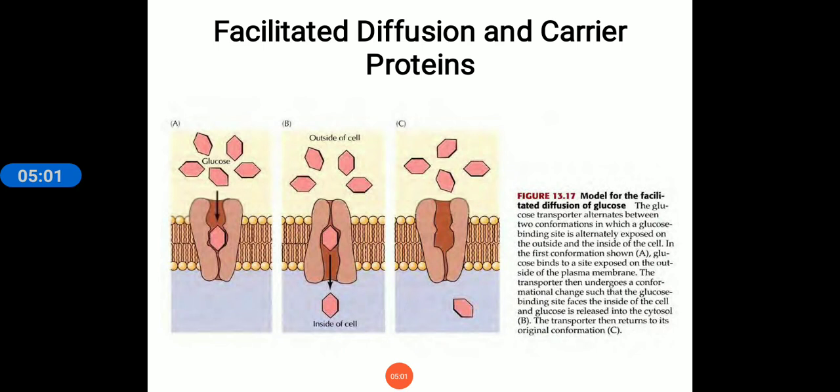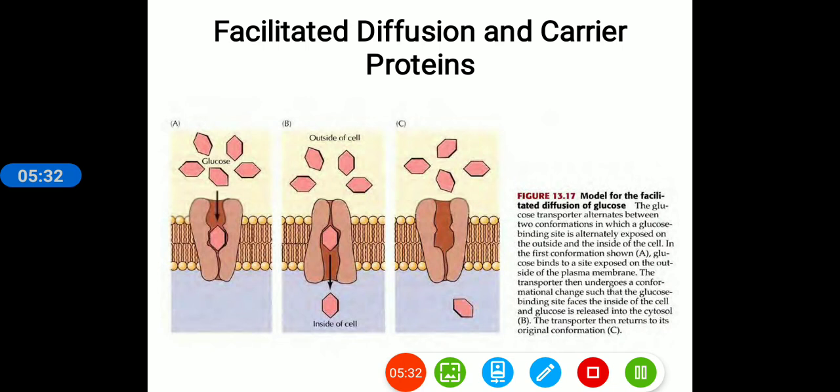Now the second one is facilitated diffusion. Facilitated diffusion means that the diffusion is taking place with the help of certain proteins. We studied that there are proteins embedded in the plasma membrane. Some of those proteins help in transport of molecules across the plasma membrane. Facilitated diffusion occurs through two types of protein: one is the carrier protein and the other one is the channel protein.